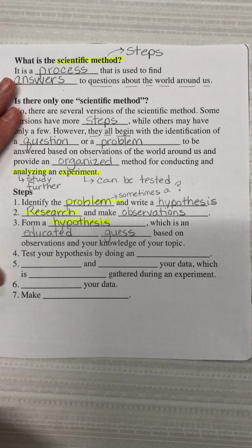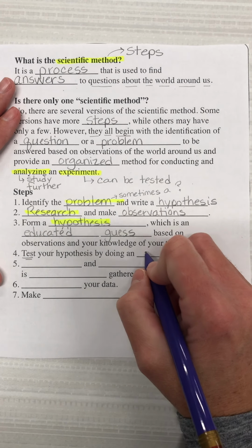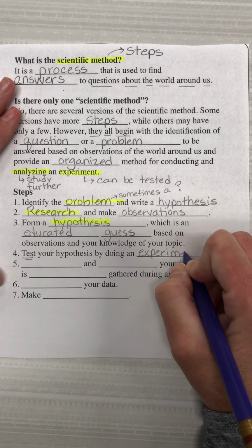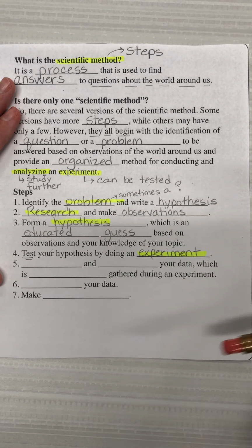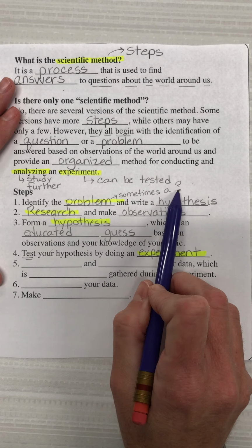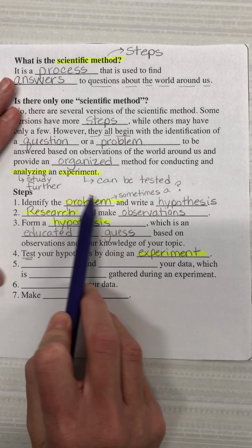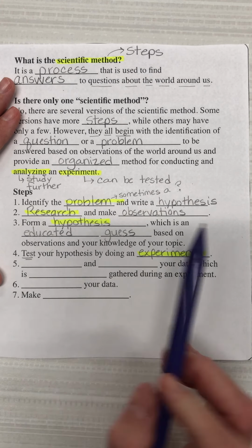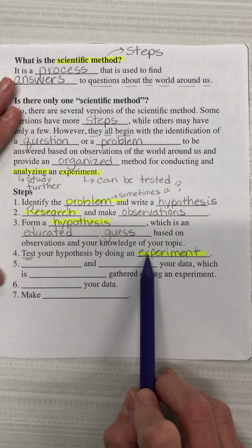And once they do that, they're ready to do the fun part, and that is test your hypothesis by doing an experiment. So scientists can't do the experiment before some other steps. They state their problem as a question. They do a little research on whatever it is that they're experimenting. They form a hypothesis statement of what they think the result could be. Then they're ready to test. And that means they're going to actually do their experiment.